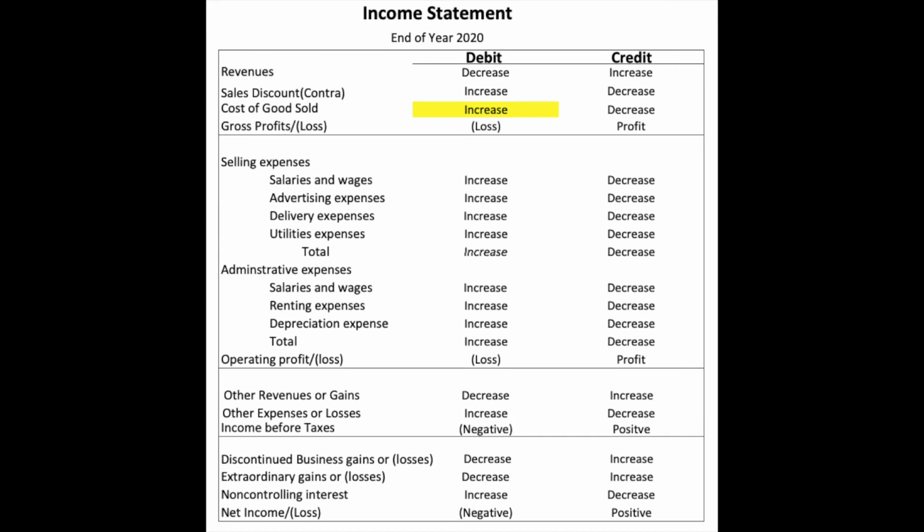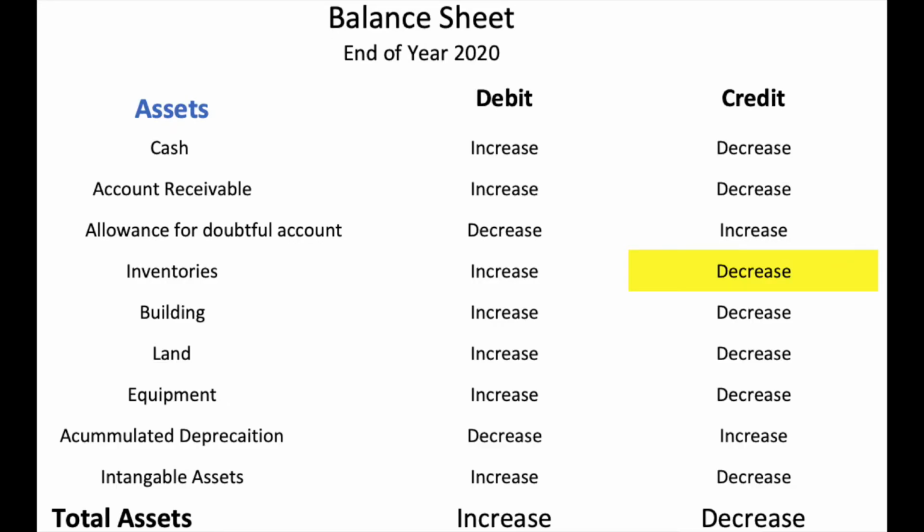In this transaction, cost of goods sold is increased in the income statement, and inventory is decreased in the balance sheet.